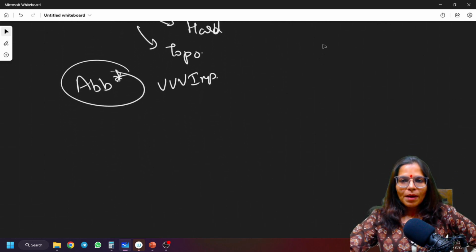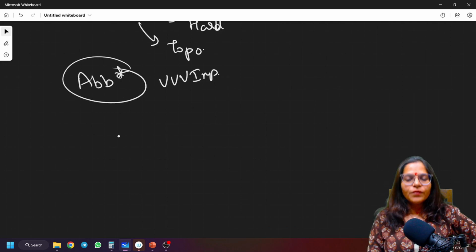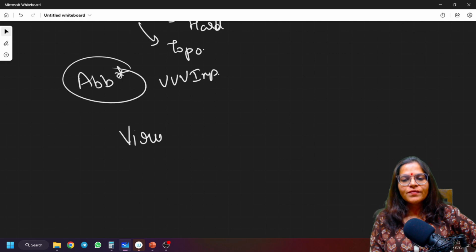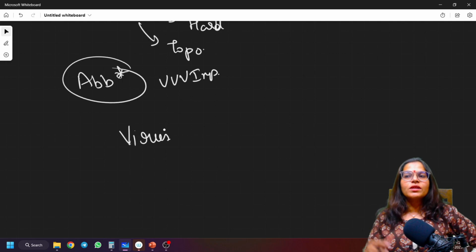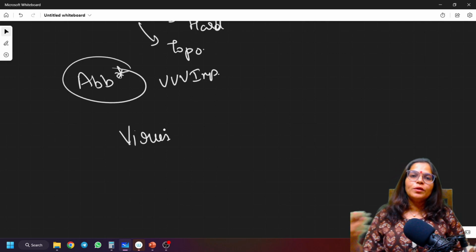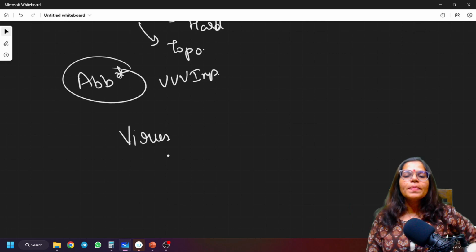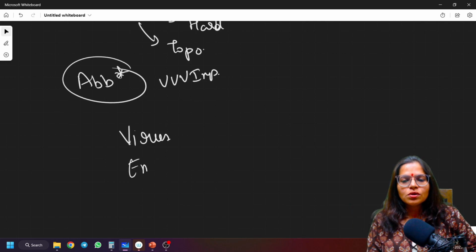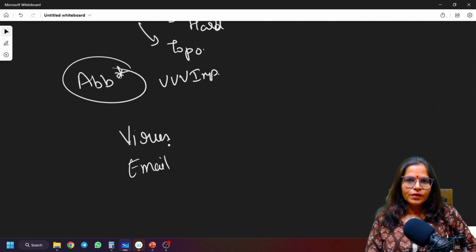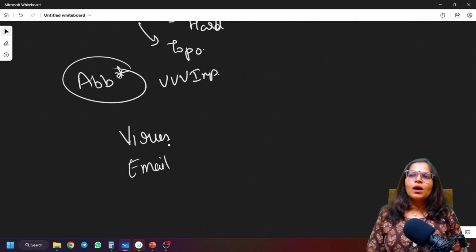Apart from this, we have other topics as well. For example, that could be virus and various types of virus, like what is malware, what are virus, what are the various types of virus. It could be trojan horse, worm, logical bomb, and many others. Then focus is also on email and components of email, like what is spam, what is BCC, what is CC, and other technical aspects of email you need to know.